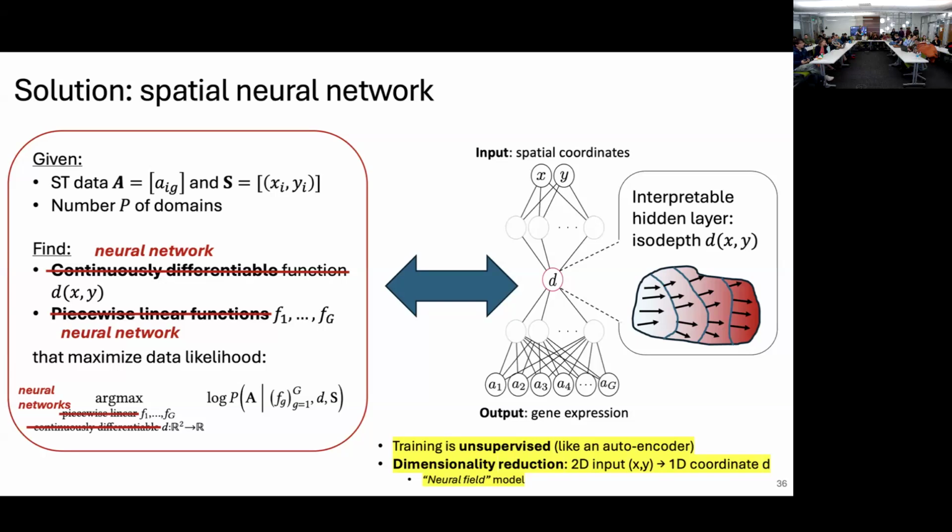I was going to ask, at the beginning you have to assign spatial coordinates in some way. Is your model invariant under certain kinds of transformations in these coordinates? Like if I swap X and Y or apply some linear transform to them, will your model be invariant to these kinds of transformations? That's a good question. Probably not.